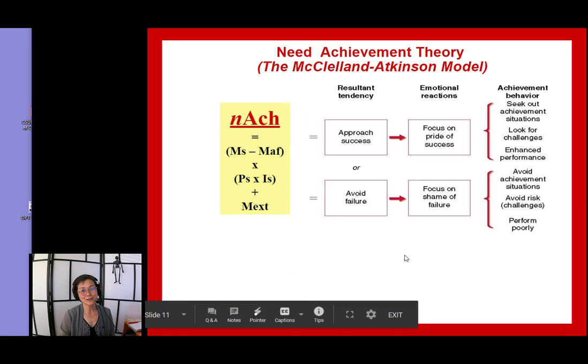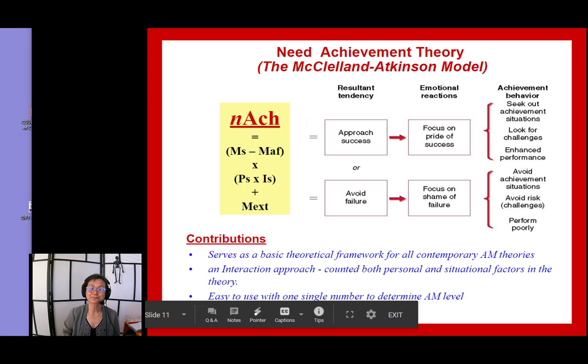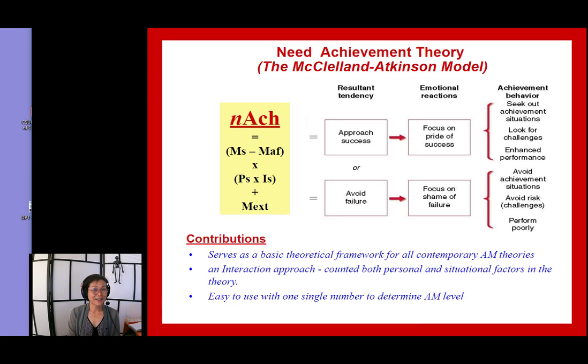However, despite this weakness, guess what? Like I said earlier, it's easy to use, with one single number to determine achievement motivation level. So practitioners, because it's easy to use, tend to easily grab this method and use it. That's one contribution for practitioners.